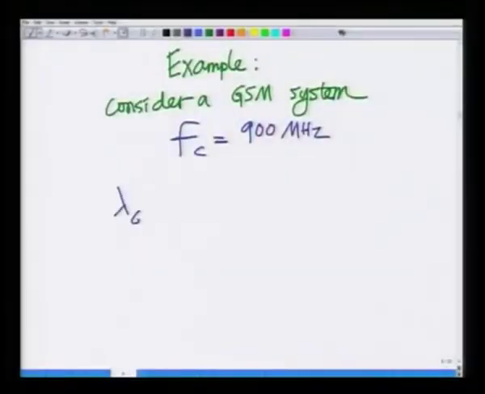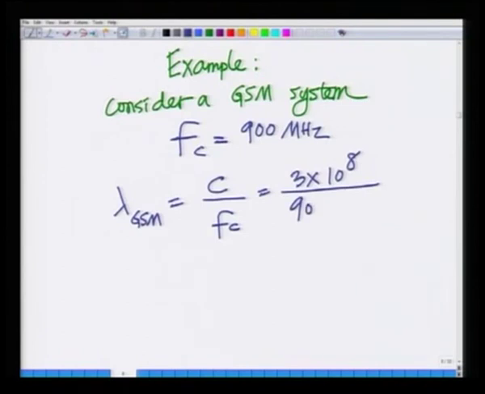Now, the lambda of GSM, or the wavelength corresponding to GSM, is c over fc, which is 3 into 10 power 8 divided by 900 into 10 power 6. So, the lambda of this GSM radio waveform is c, which is 3 into 10 power 8 meters per second, divided by fc, which is 900 into 10 power 6 hertz, which is essentially 33.33 centimeters. So, lambda is 33.33 centimeters.